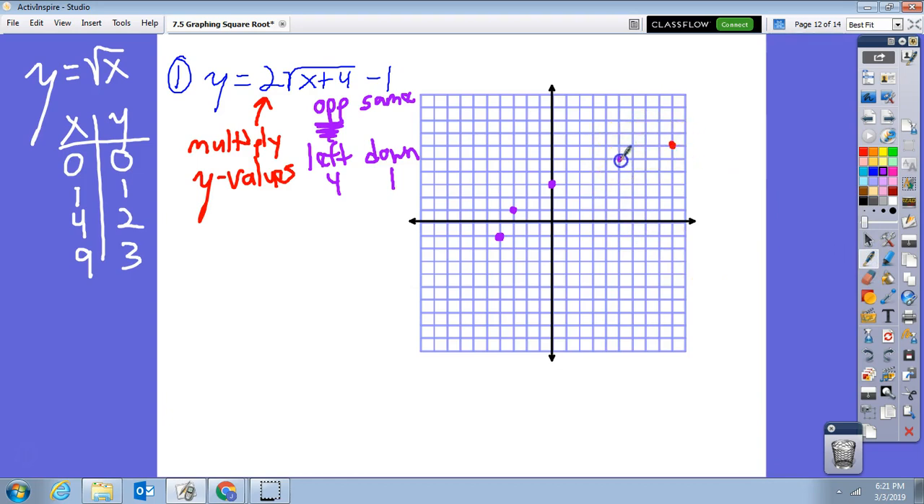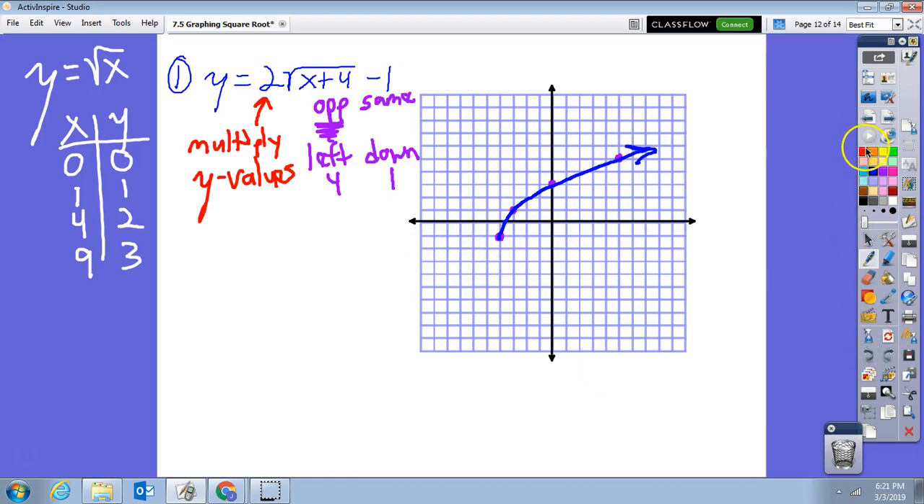Left 4 and down 1. The key thing is that at the end you know that those points, the red points we just erased, are not the final graph. The final graph starts here at negative 4 and then goes through my points this way. Remember with the square root, it always starts at that point and goes this way because you really can't plug in any of these negative numbers this way.